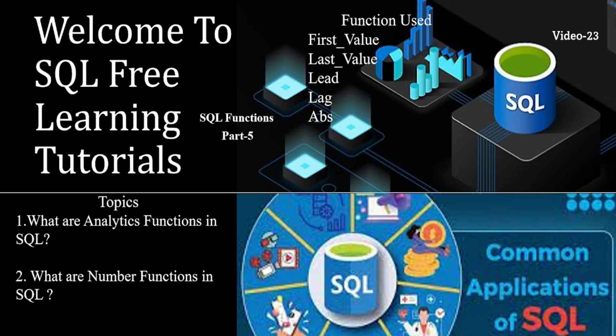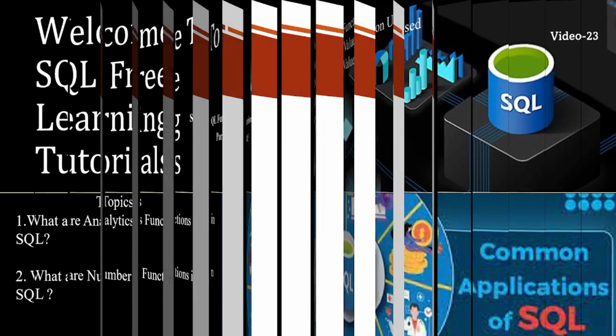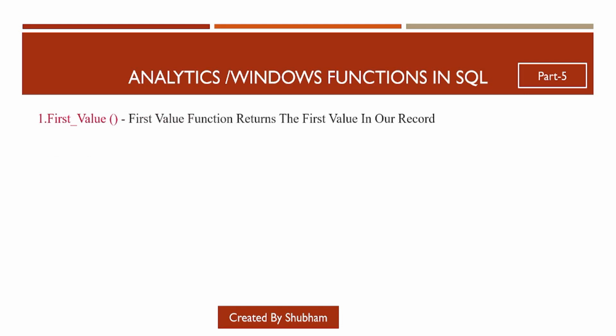In today's class we will cover some analytics functions that are very similar to window functions, or you can also say these functions are known as window functions. Our first function is FirstValue. This FirstValue function returns the first value in our record. So if you want to see the first value in our dataset, you can use this FirstValue function, and your query will be the same as a window function. So let's jump to the SSMS screen and apply this FirstValue function.